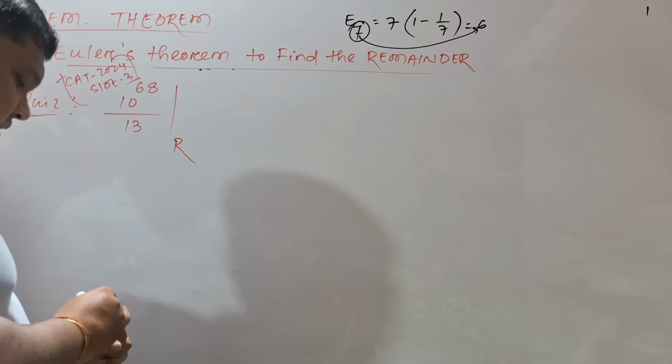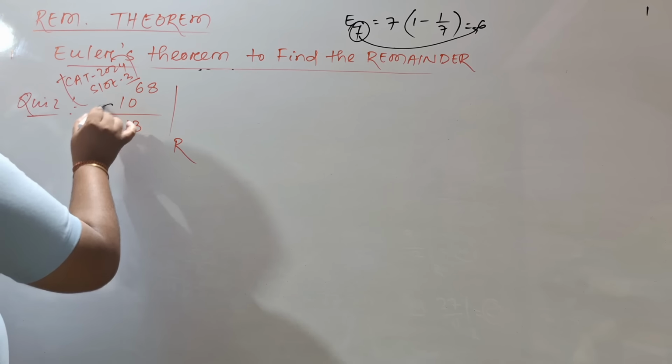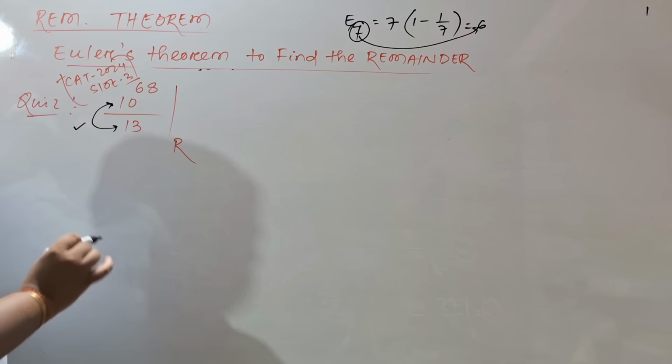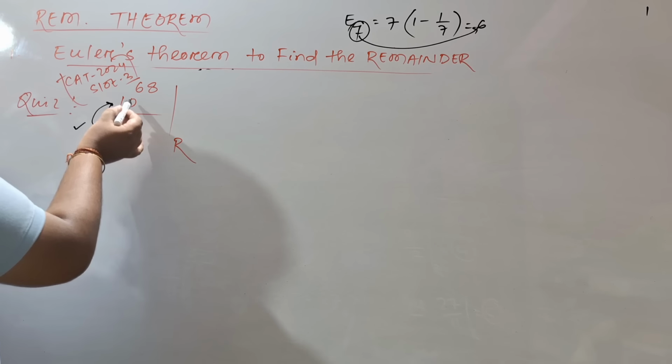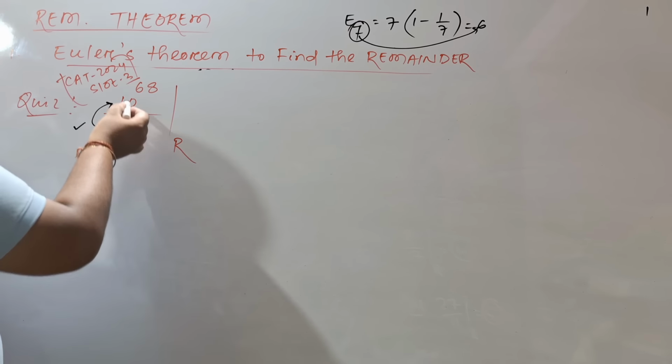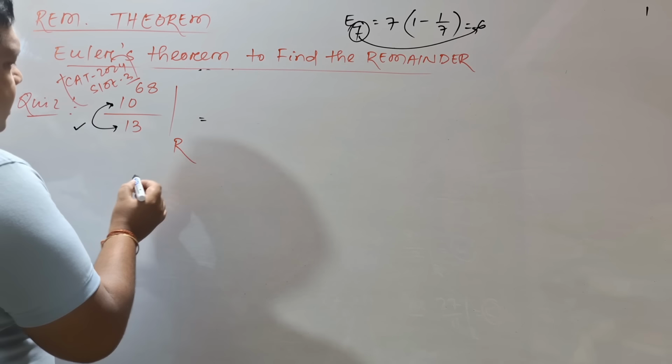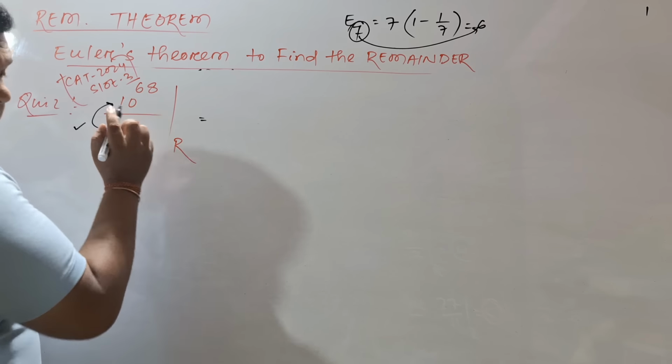So again, first of all you have to check whether these two numbers are co-prime or not. Yes, co-prime. So you can apply. Why co-prime? This is a prime number, that is a composite number. One prime, one composite. So HCF is 1. Now if it is satisfied, how to apply Euler's theorem? Now it has 2 steps.